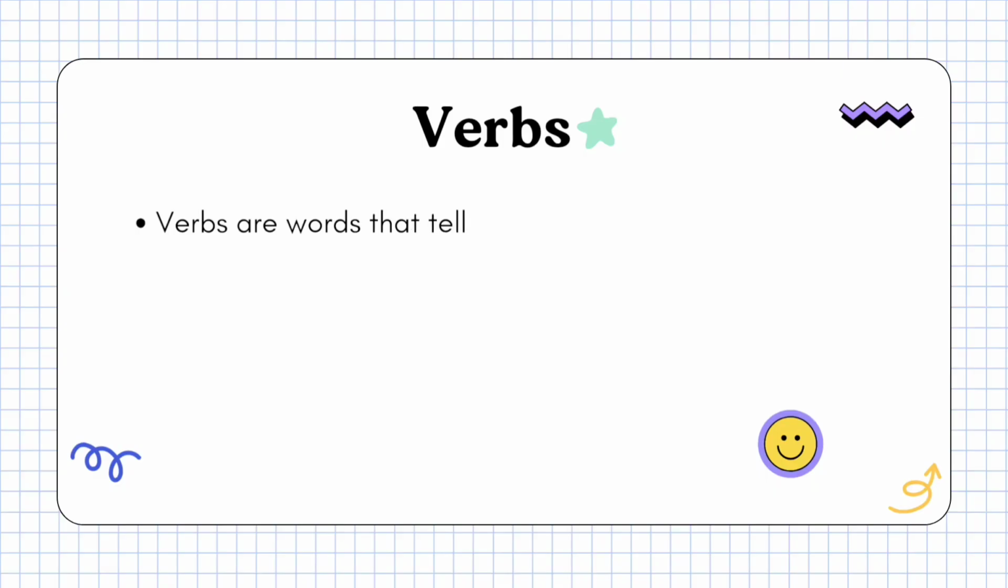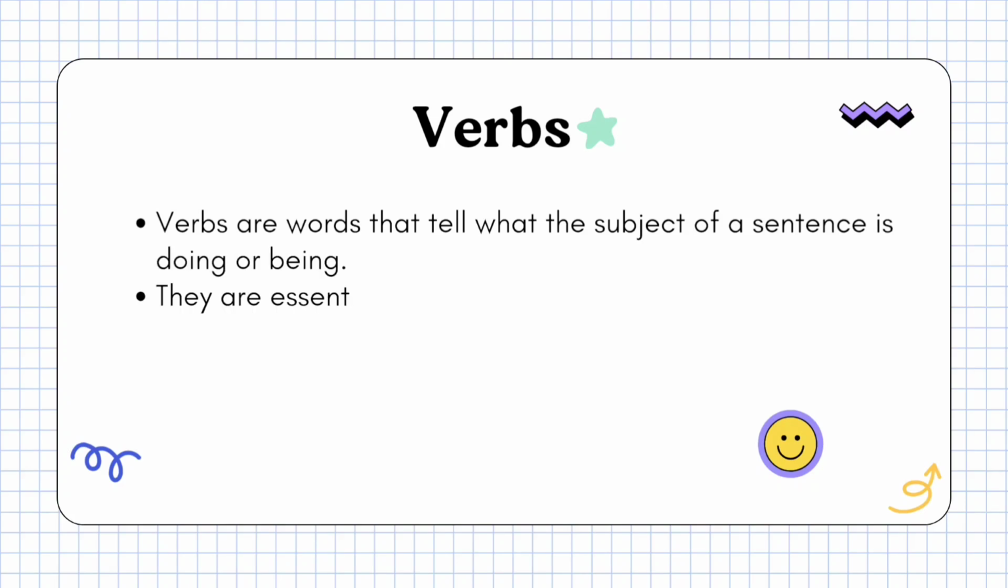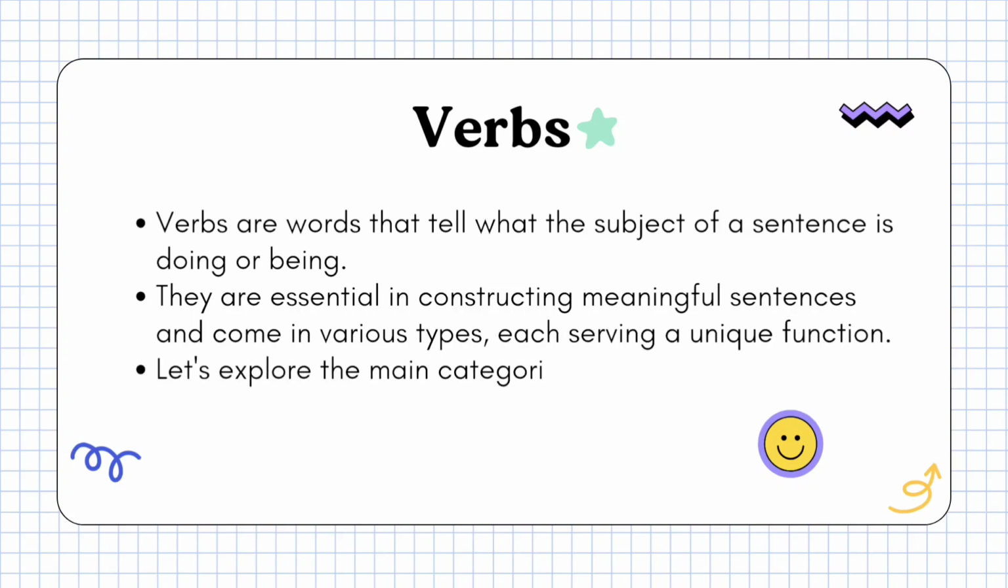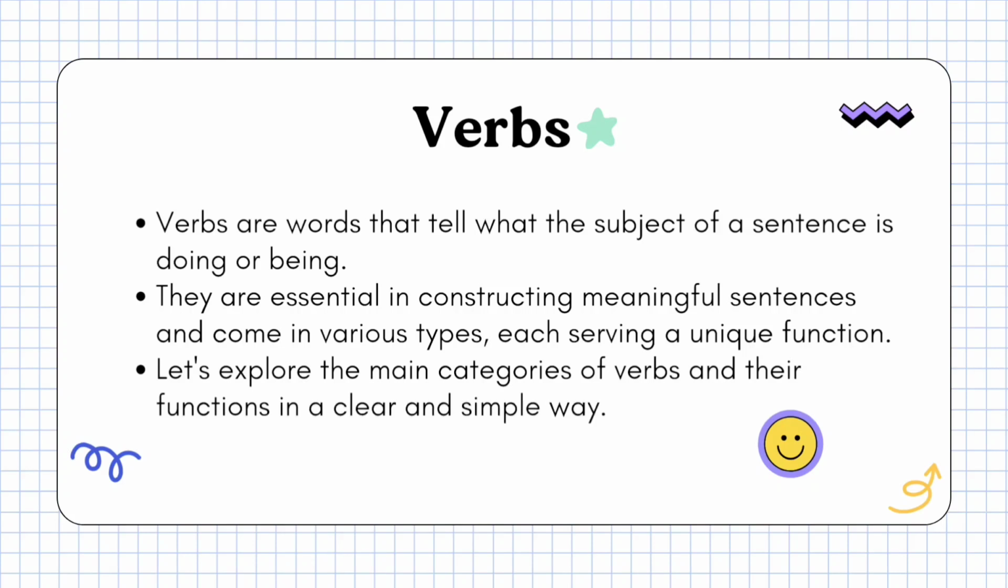Verbs are words that tell what the subject of a sentence is doing or being. They are essential in constructing meaningful sentences and come in various types, each serving a unique function. So let's explore the main categories of verbs and their functions in a clear and simple way.